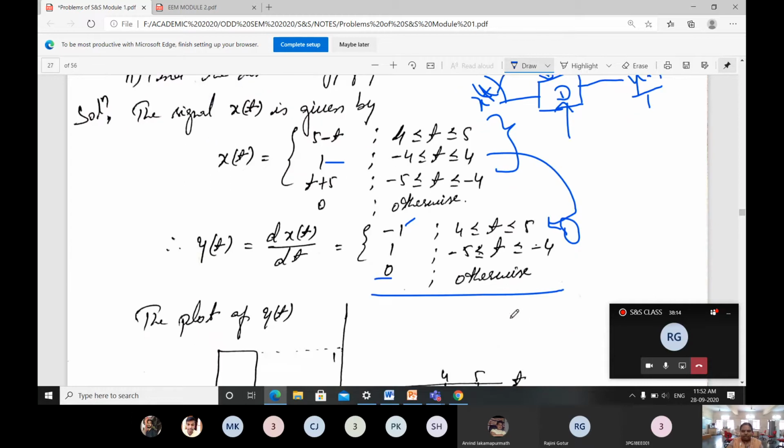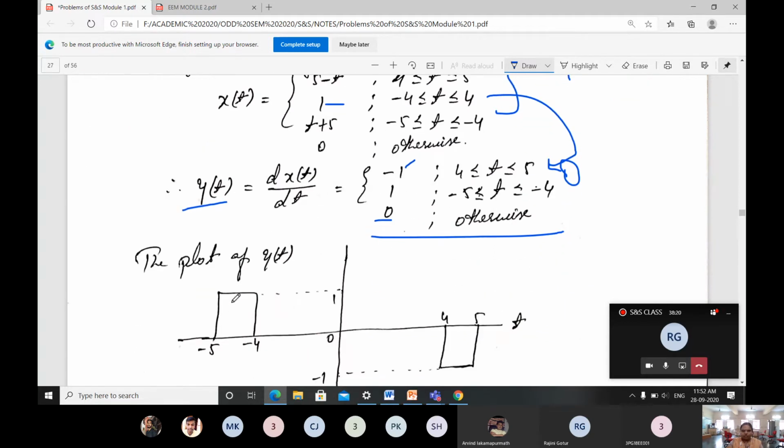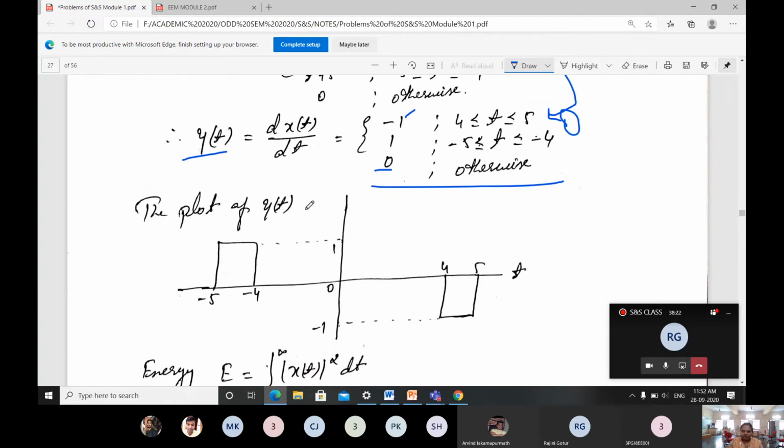0 otherwise. If I plot the output signal y of t after differentiation, what will I get? Like this, I will get a pulse varying from minus 5 to minus 4 with the amplitude as plus 1. Then for 4 to 5 it will be minus 1.